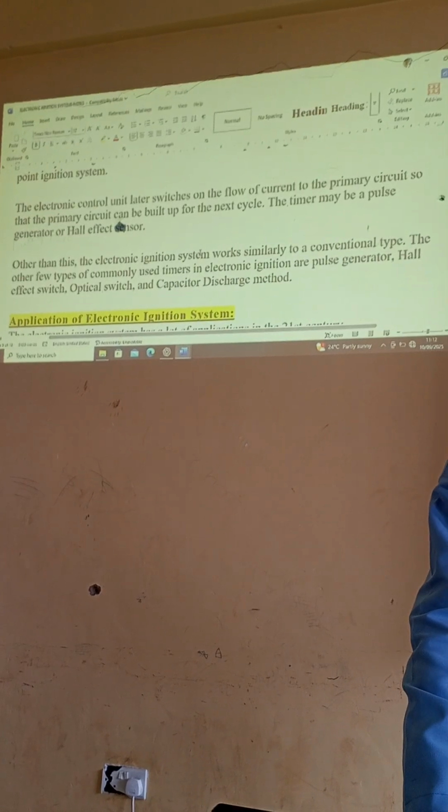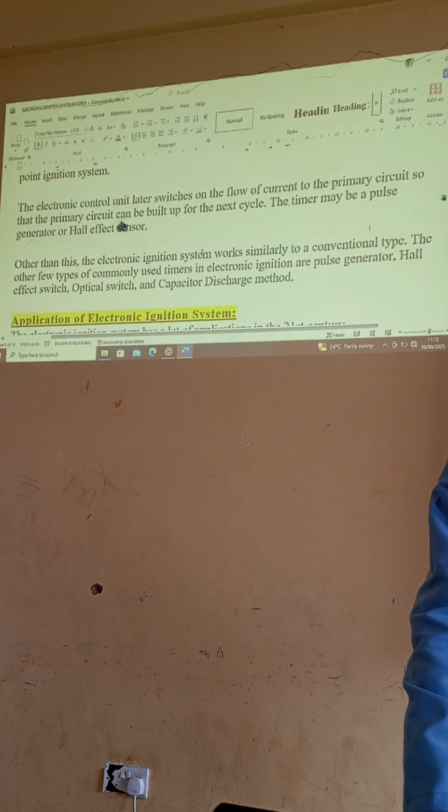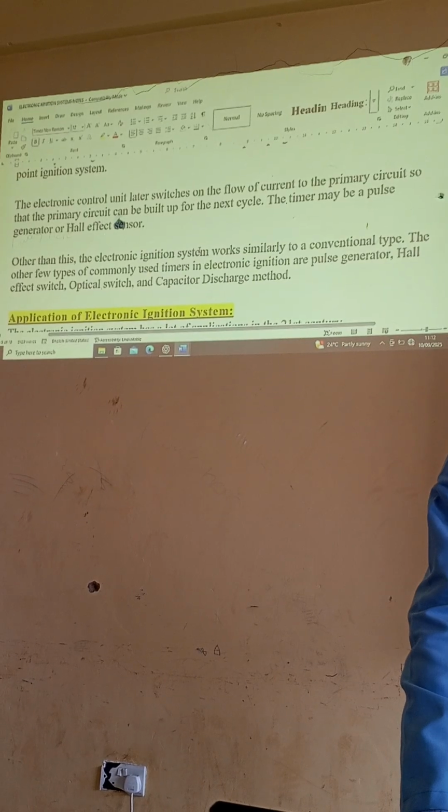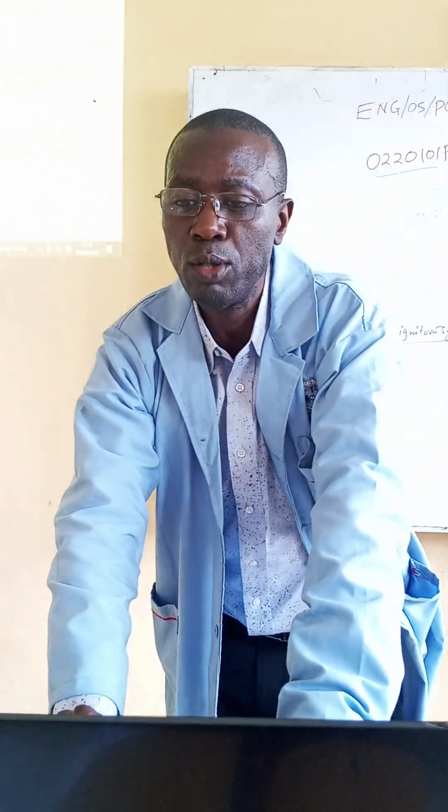So the timer can be either a pulse type or a Hall effect type. We have two types of timer there. Other than this, the electronic ignition system works similarly to the conventional type. The only difference is that this one has an ECU and such.